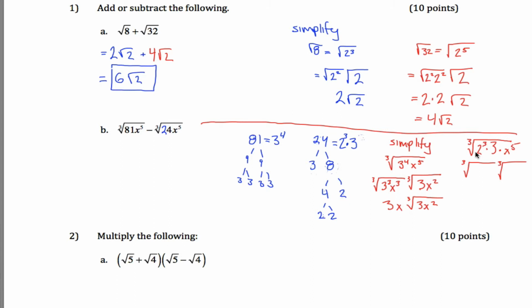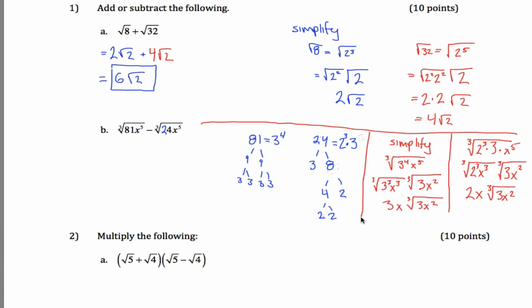And so I'll be like, I got 3 of these 2's. I need 3 to put it on the good side, so I'll put all 3 over here and nothing left for over here. For the 3, I only have 1 of them, so I'm stuck putting it over here. For the x to the fifth, I can put 3 of them over here, and I only have 2 left. Not enough to make 3, so they have to go over here. And so the cube root of 2 cubed is just 2, and the cube root of x cubed is just x. So I get 2x times the cube root of 3x squared.